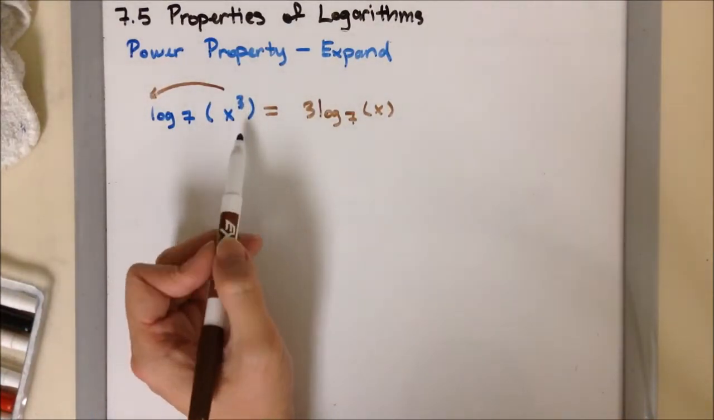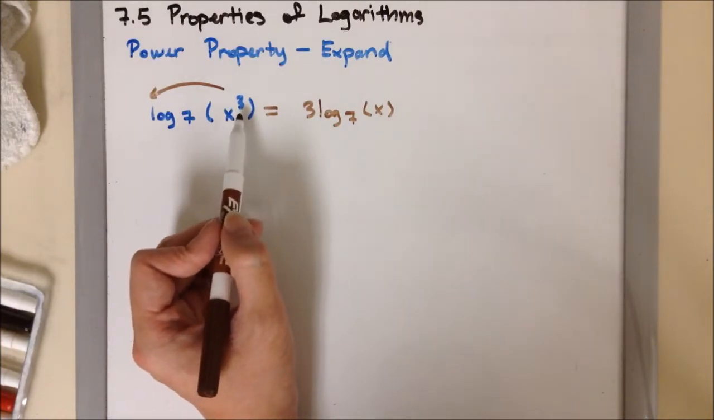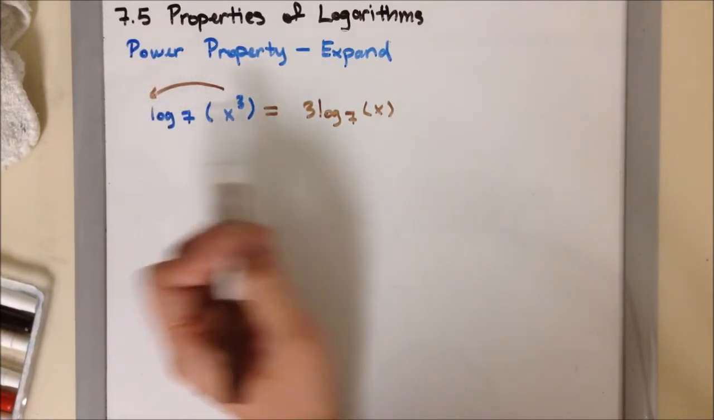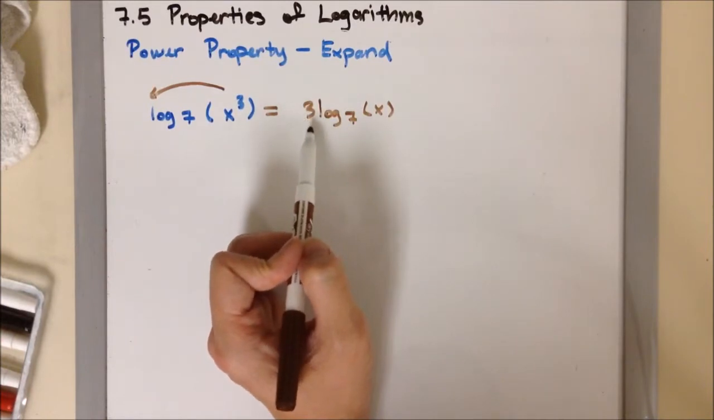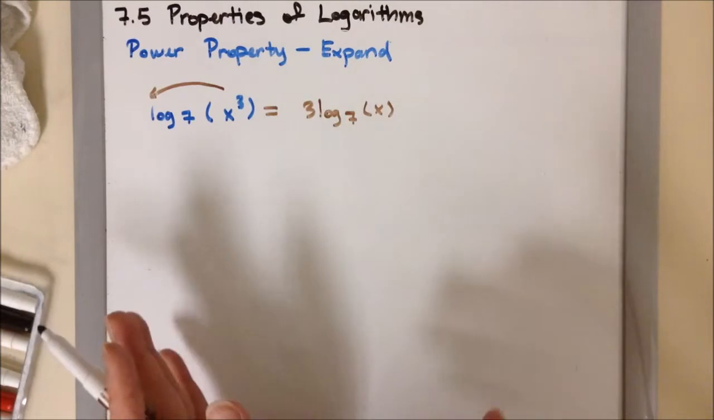So to review, when I'm expanding and the x has the exponent, I simply move the exponent in front of log and write it as a regular size number. Then we have log base 7 of x, and then that's it.